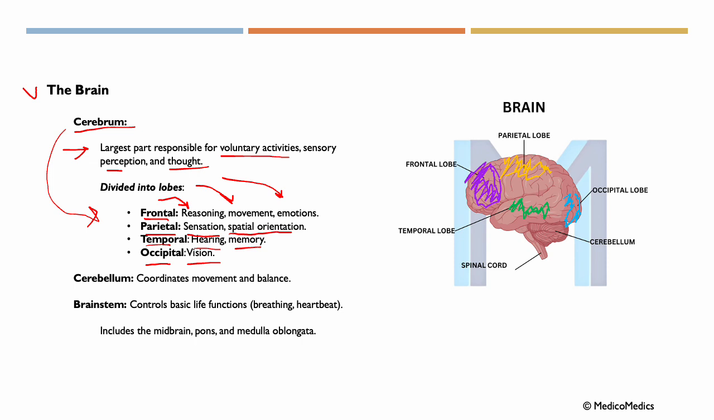Now, that's the cerebrum. Now we have the cerebellum right here, this part. Now, the cerebellum is crucial for coordinating movement and balance. Another thing we have is the brainstem. This controls the basic life functions we have, like breathing and our heartbeat. And includes the midbrain, the pons, and the medulla oblongata.